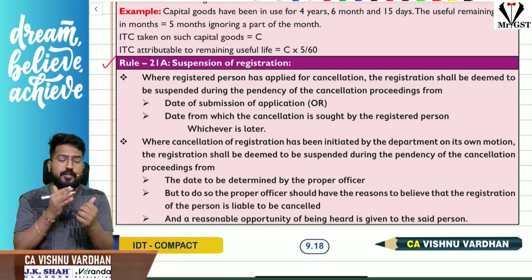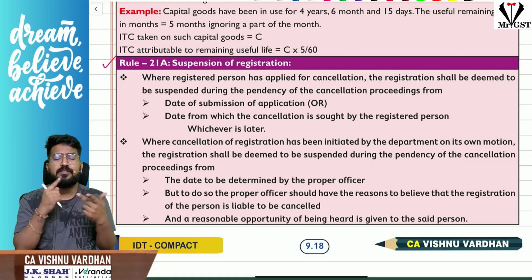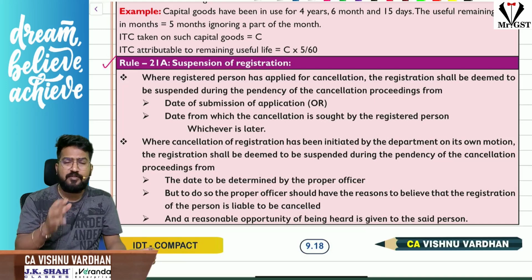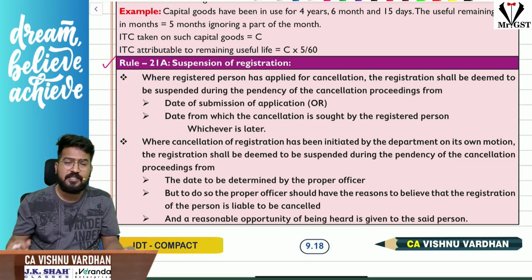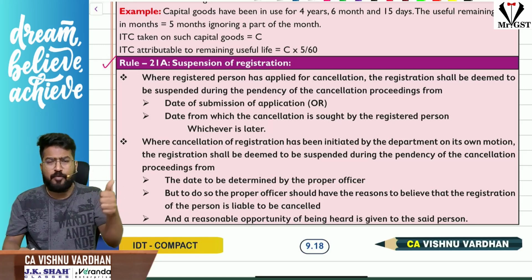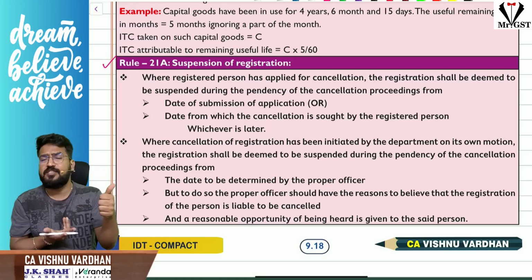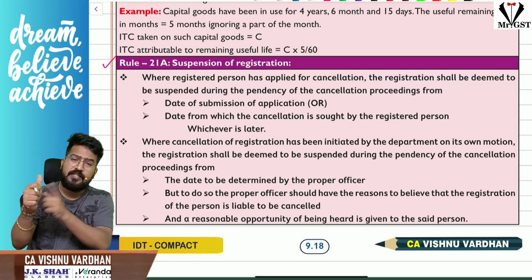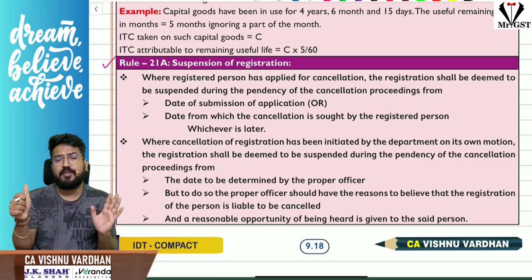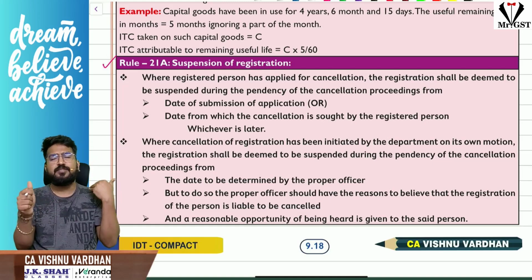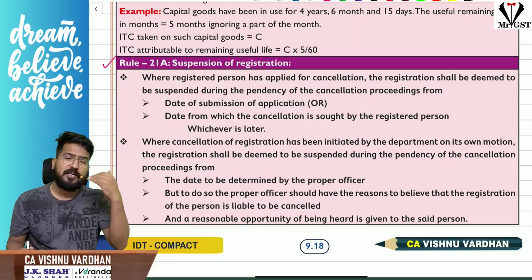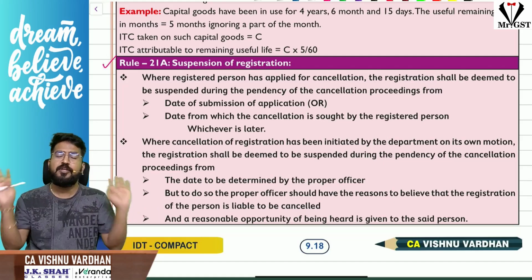Am I clear? No more taxable supplies, no more tax invoices, and no more filing the returns. That is what applies in the suspension period. Now, sir, when will this suspension be revoked? Once cancellation proceedings are over, either the cancellation is proper, so they will finish cancellation, and suspension will not be there anymore, or they have decided your registration is not liable for cancellation. Then your suspension will be revoked. So at any point of time, once cancellation proceedings are over, no matter whether the result is positive or negative, your suspension will be revoked.